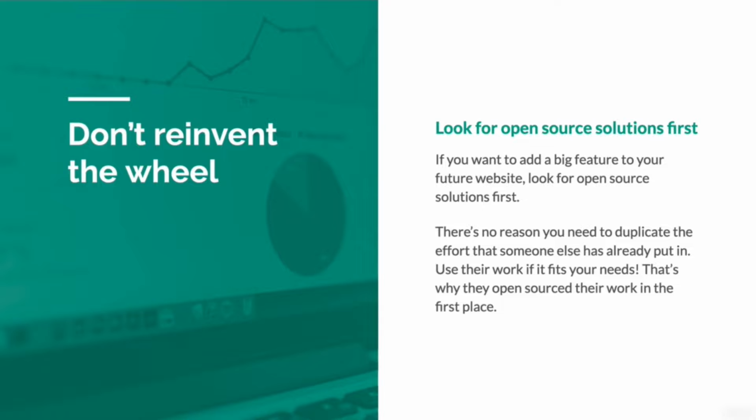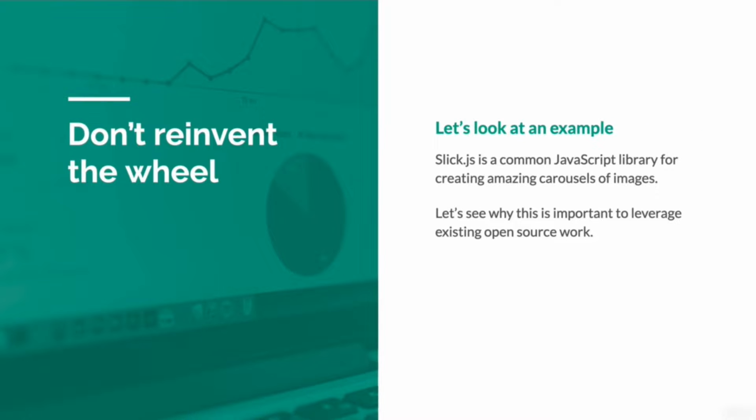So let's take a look at an example here. I'm going to close this down in just a moment and open up my browser, and we're going to take a look at slick.js. It's a common JavaScript library for creating amazing carousels of images. So let's see why this is important to leverage existing open source work.